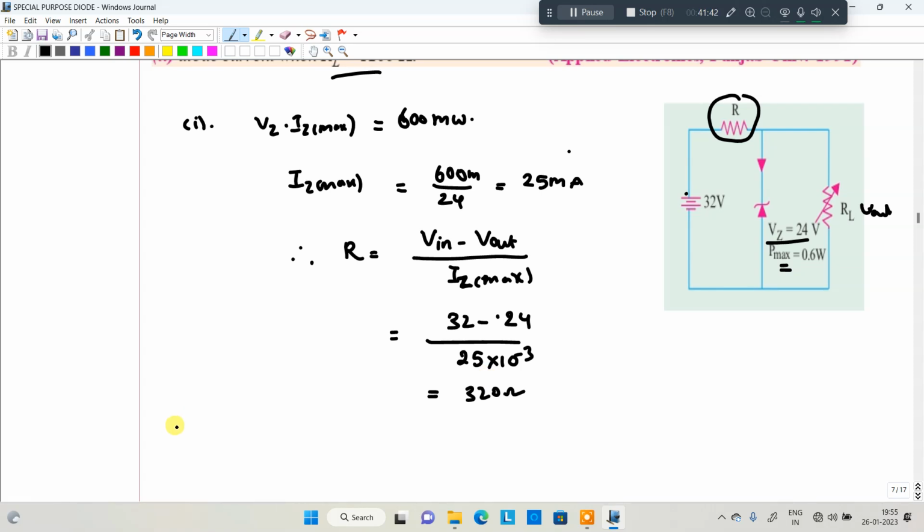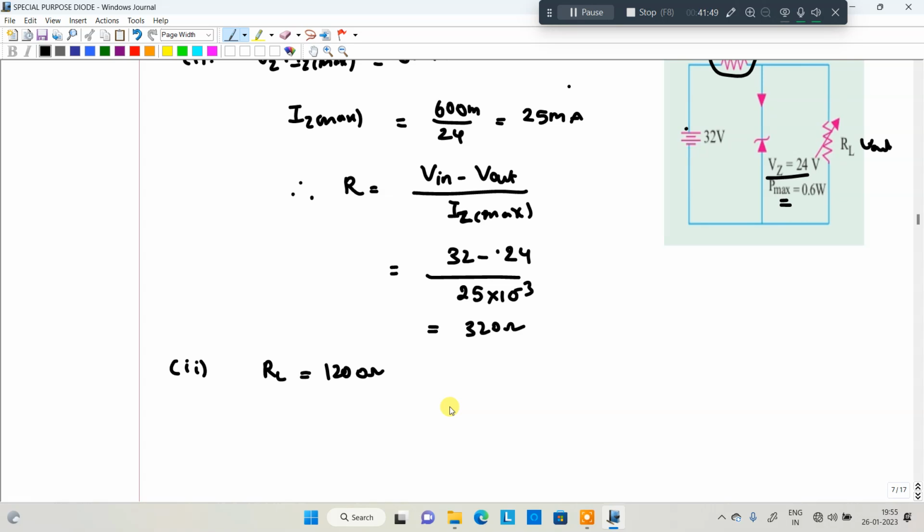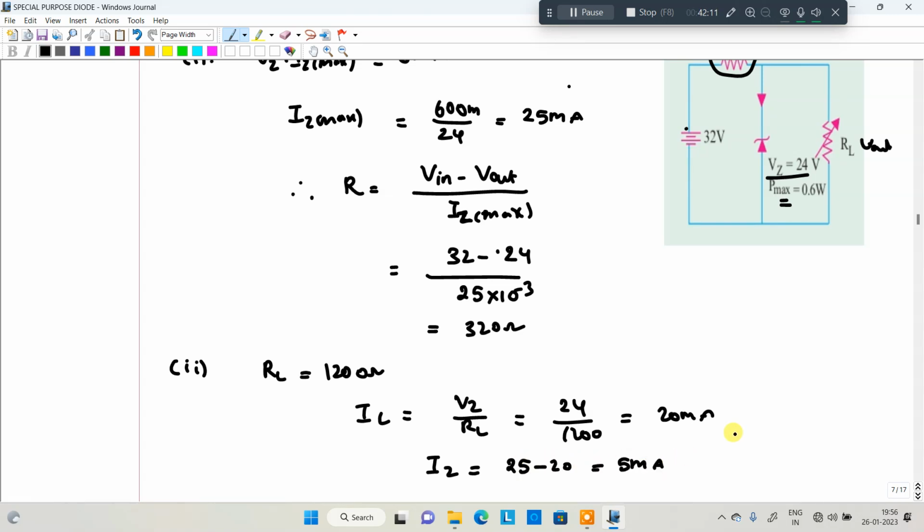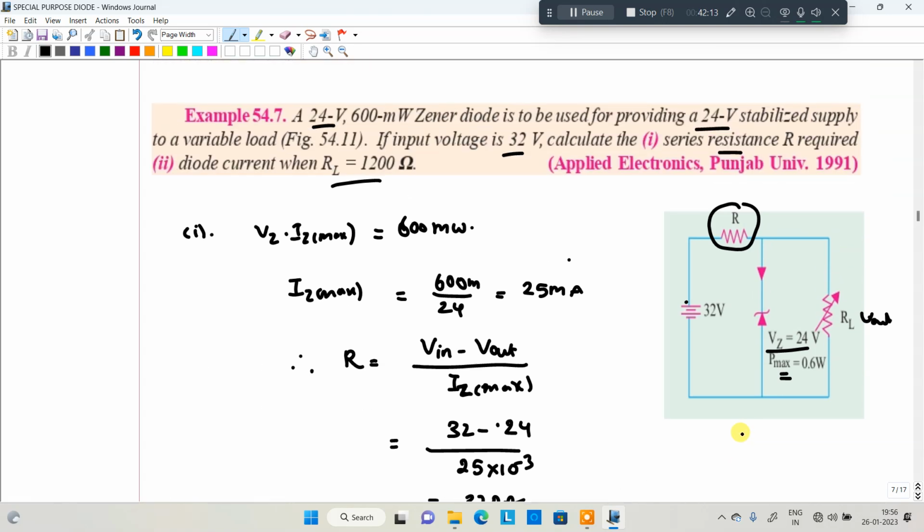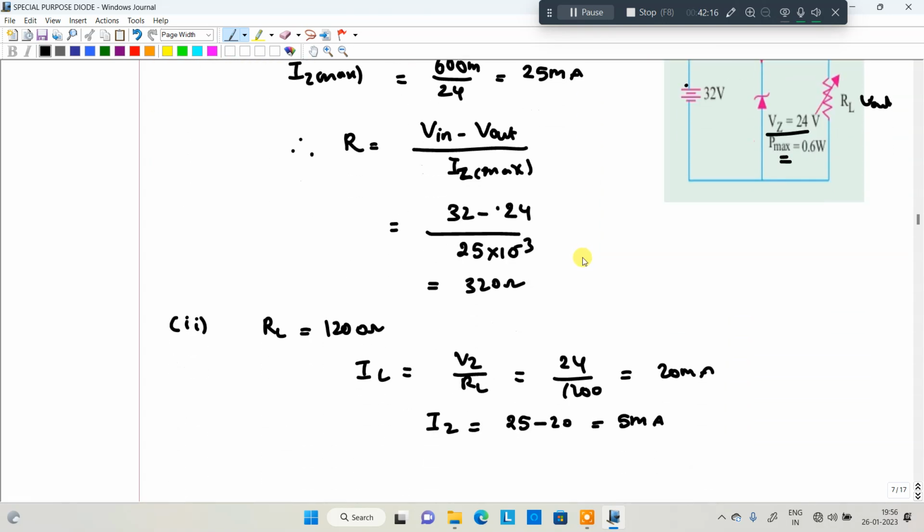In the second case, if load resistance is equal to 1200 ohms, what are the parameters they are asking? The Zener current. So load current will be IL is equal to VZ by RL. What is VZ? 24. RL is equal to 1200. So from that, IL is equal to 20 milliamperes. Once IL is equal to 20 milliamperes, IZ is equal to IZ maximum 25 minus 20, that will be equivalent to 5 milliamperes of current. So you got two cases, the resistance as well as the current.